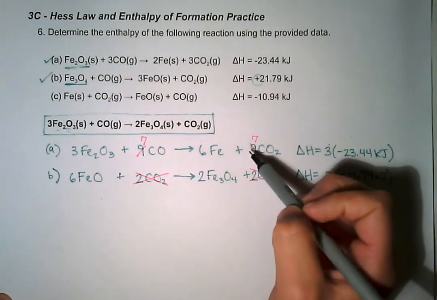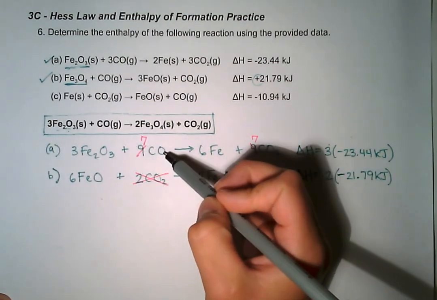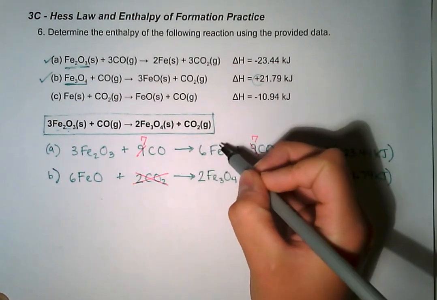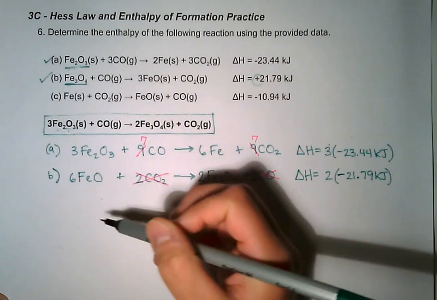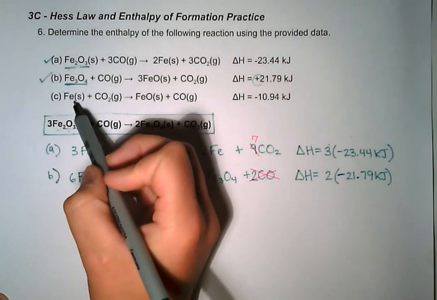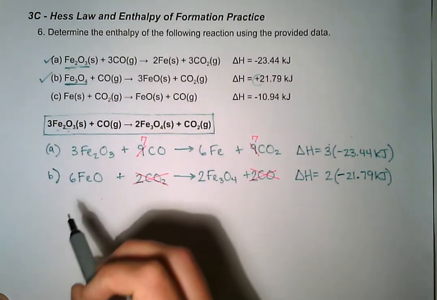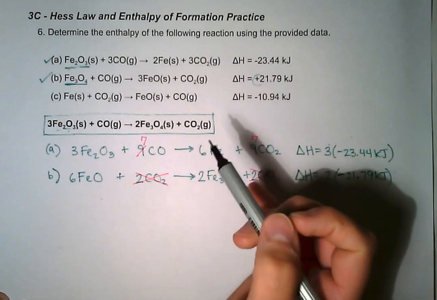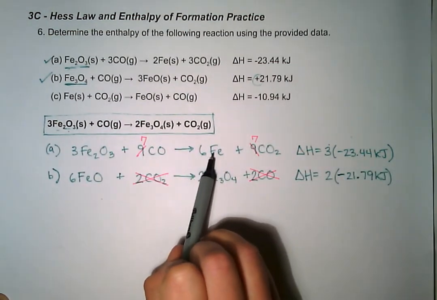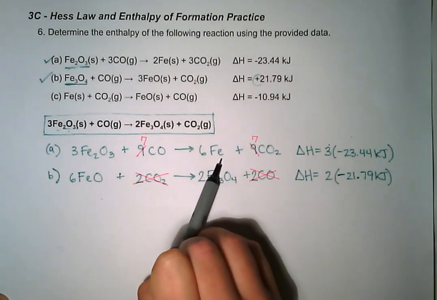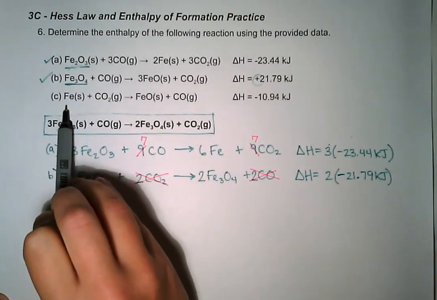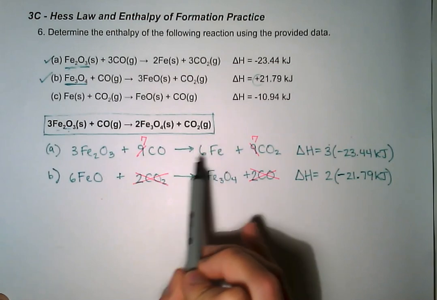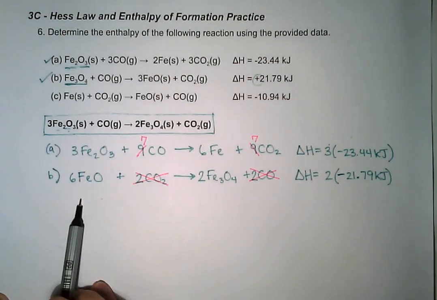But, as we've said, we have too many carbon monoxides, too many carbon dioxides, and we also have this iron and this iron oxide that we need to make sure we get rid of. So the use of this last equation is to make sure that things that we don't want in our target equation cancel out. So I want to make sure that all 6 of these irons cancel out. I'm just going to focus on that, and I'm going to manipulate this equation to make sure that all 6 irons cancel out, which means I need to have 6 irons on my reactant side.